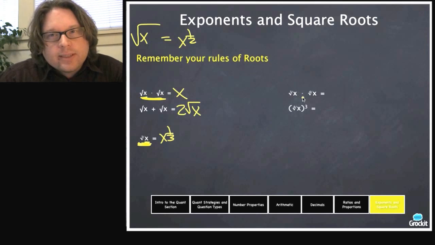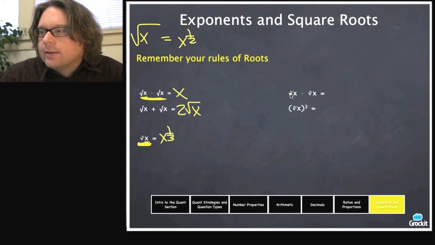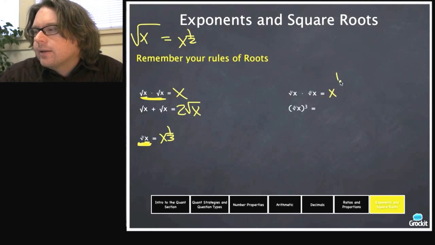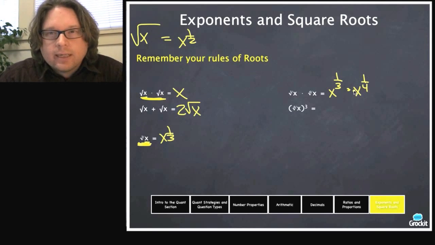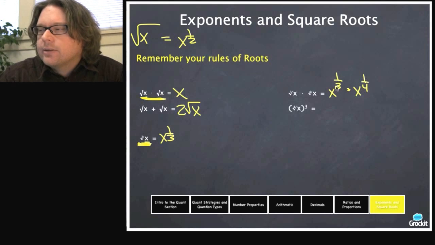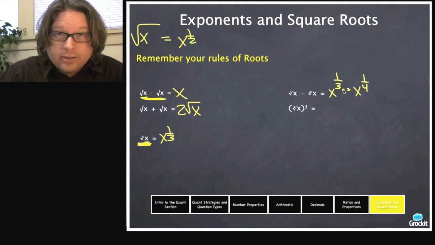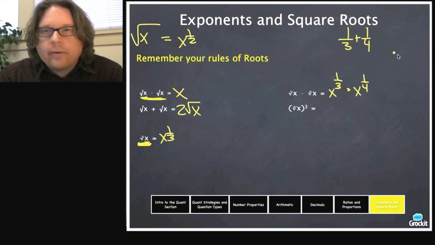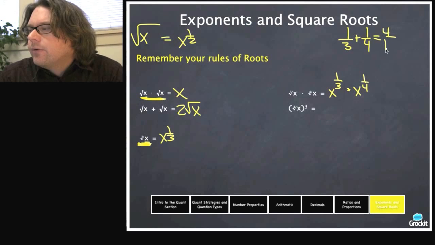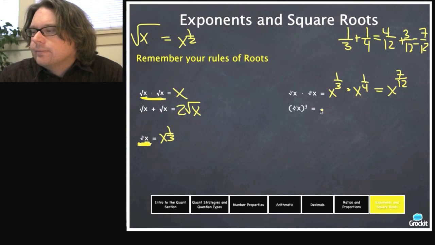Again, when you multiply roots together, it helps to turn them into those exponents. The cube root of x is equal to x to the 1/3 power, and that's times the 4th root of x, which is x to the 1/4 power. And remember, when you have two exponents of the same base, and you're multiplying them together, you add the exponents together. So we need a common denominator. Remember, we covered fractions also. So 1/3 plus 1/4, we need a common denominator. That's going to be 12. So this is 4/12 plus 3/12 equals 7/12. So this is going to equal x to the 7/12.